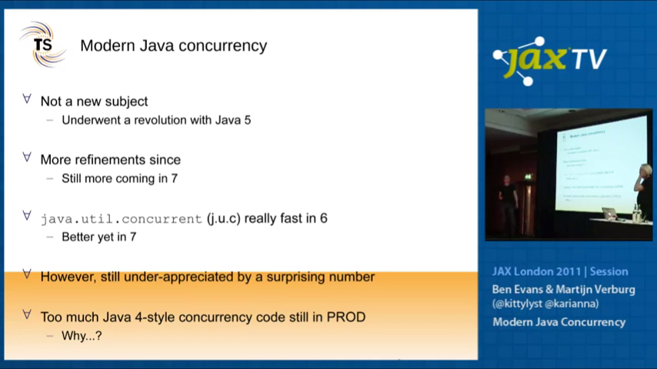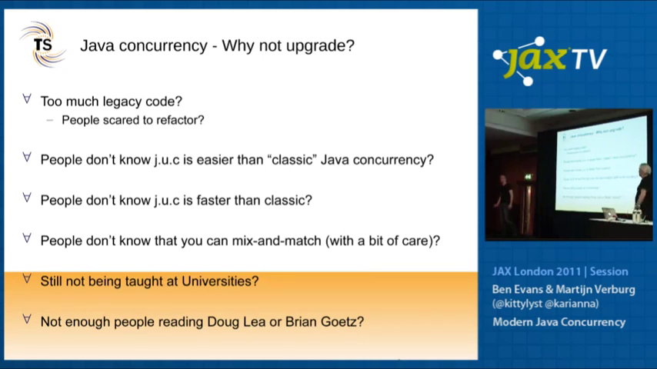So we started to have a think about this and thought, why is that? Why do people still use old Java 4 style concurrency, especially in prod code? And we're going to expose some people's dirty little secrets here. Who still uses the synchronized keyword in their concurrency code? Oh, don't be shy, you can admit it, it's okay. A couple of people in the back, yeah?